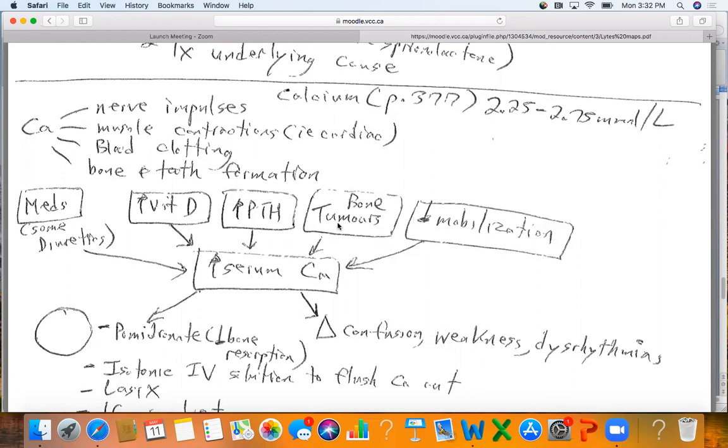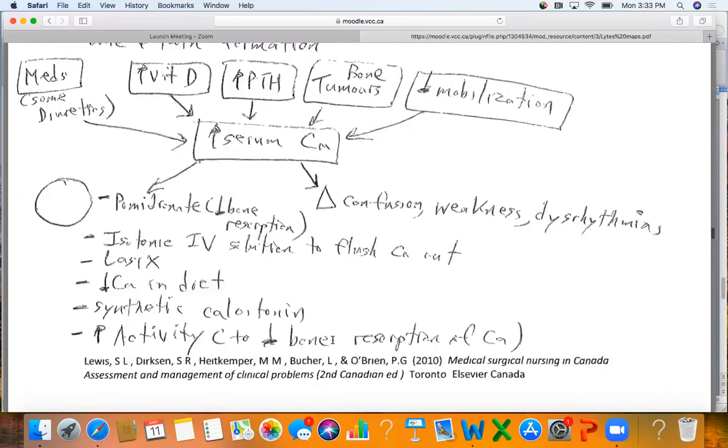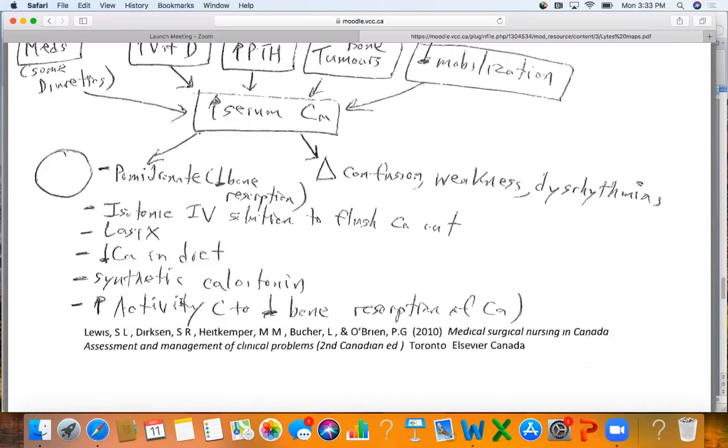Bone tumors is kind of the same idea in that tumors cause bone destruction, which in and of itself is painful and problematic in terms of the musculoskeletal system. It's also adding calcium to the bloodstream. All right, so just a few of the symptoms listed here under the triangle. And the circle talks about what the medical team may want to do.